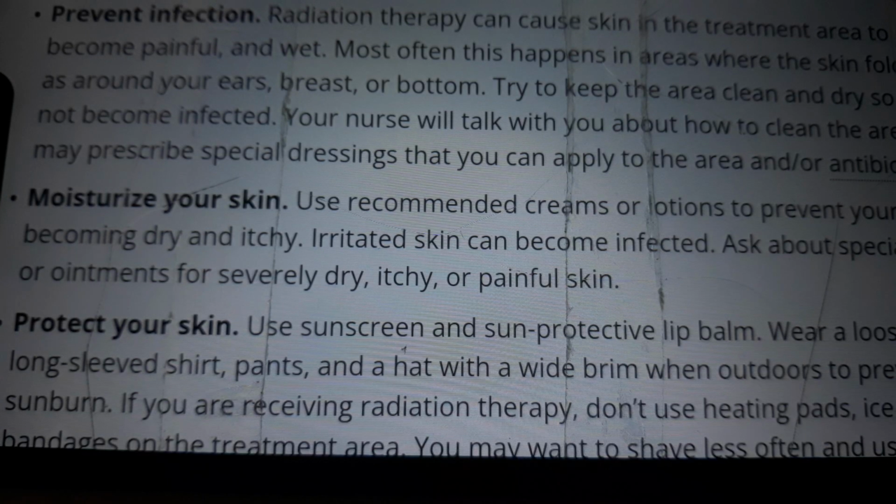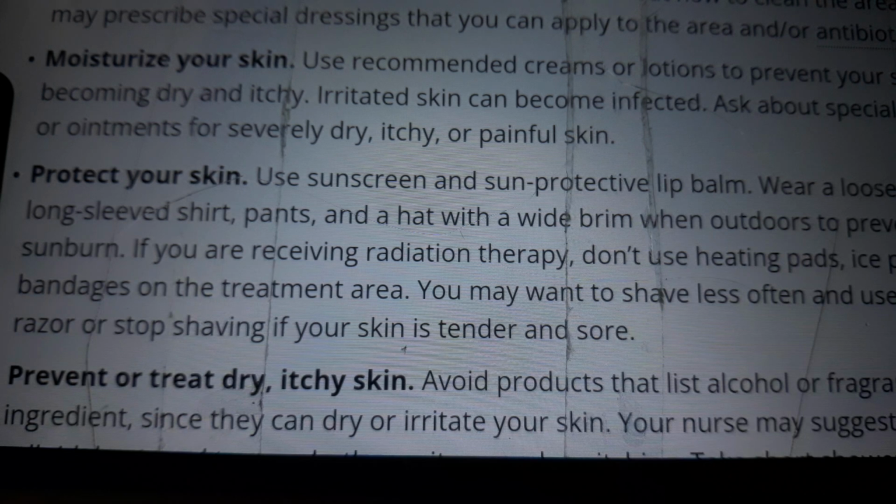Prevent infection. Radiation therapy can cause the skin in the treatment area to peel and become painful and wet. Most often this happens in areas where the skin folds, such as around your ears, breast, or bottom. Try to keep the area clean and dry so it does not become infected. Your nurse will talk with you about how to clean the area and may prescribe special dressings that you can apply to the area and/or antibiotics.